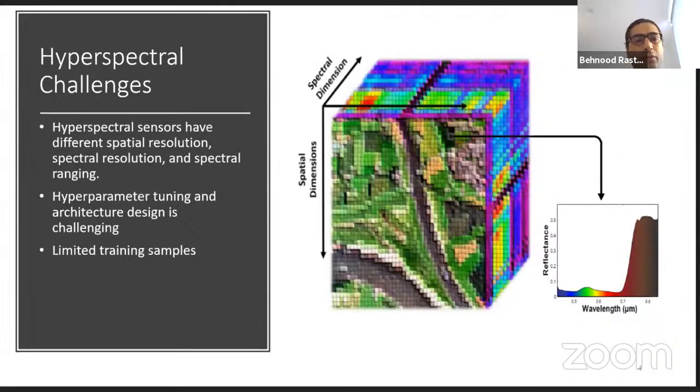But then we have different types of challenges with hyperspectral, particularly when it comes to deep learning. Hyperspectral sensors have different spatial resolution, spectral resolution, and spectral range. For deep learning, hyperparameter tuning and architecture design is very challenging in such cases. And particularly for remote sensing applications, we often have very limited training samples, which is also challenging when using deep learning techniques.